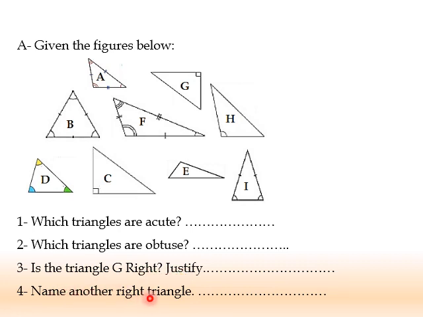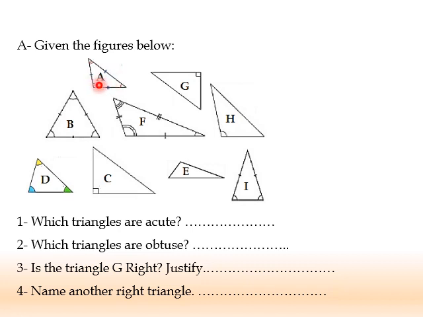Now, what I am going to do is to look well at each triangle and then decide whether it's acute, obtuse, or right. We know that an acute triangle is a triangle that has 3 acute angles, while the obtuse triangle has 1 obtuse angle. The right triangle has 1 right angle. Now let's start. Part A.